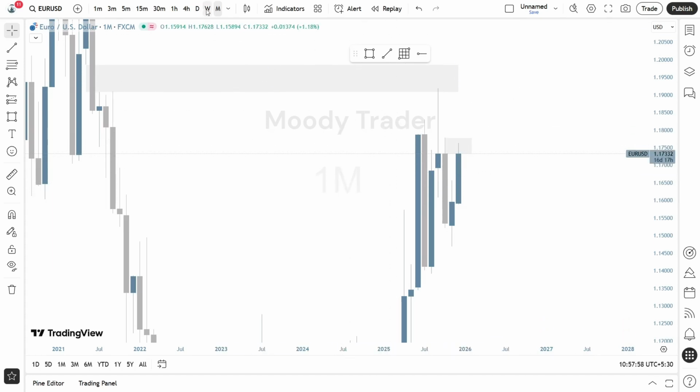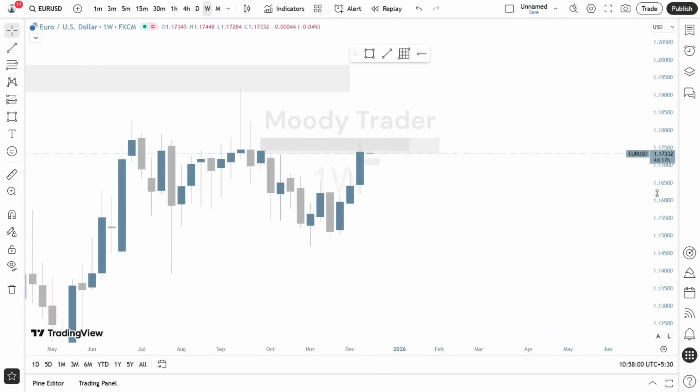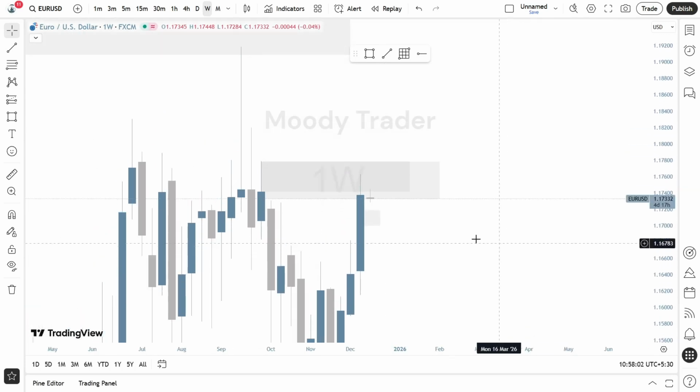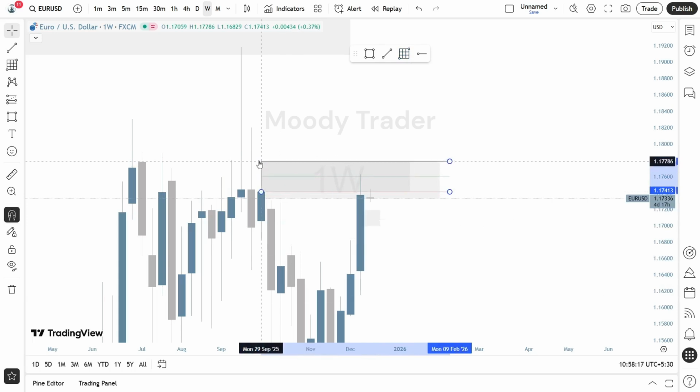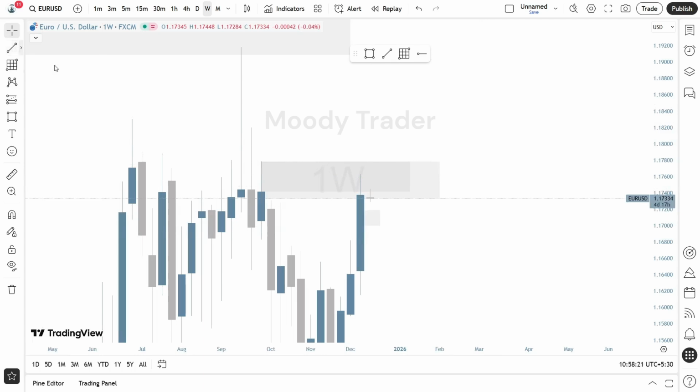So let's move to the weekly. As we move into the weeklies, what we see is that this monthly level has turned into a narrow zone, and the price had already reacted from this particular level. The price had already reacted to the 50%. So I'm anticipating that this will be our invalidation zone and the price should not go beyond it.